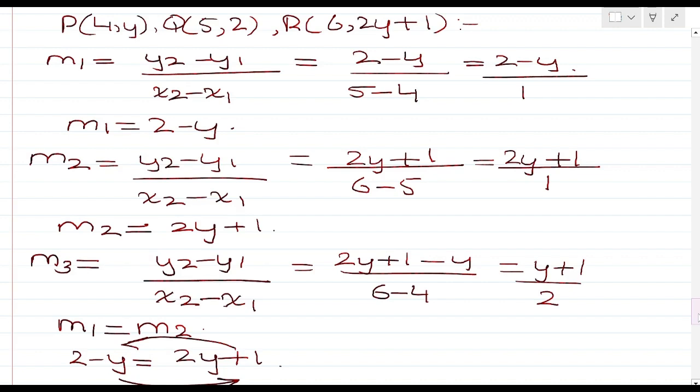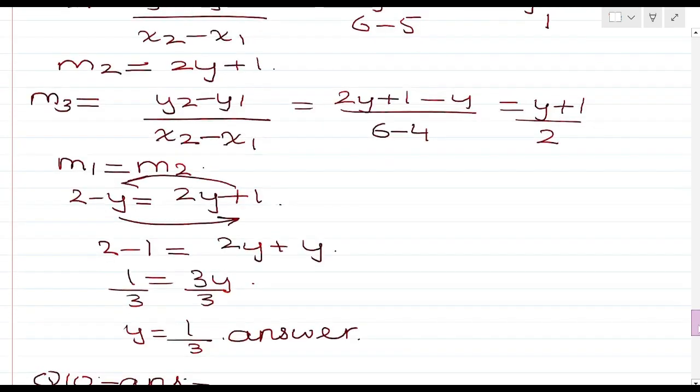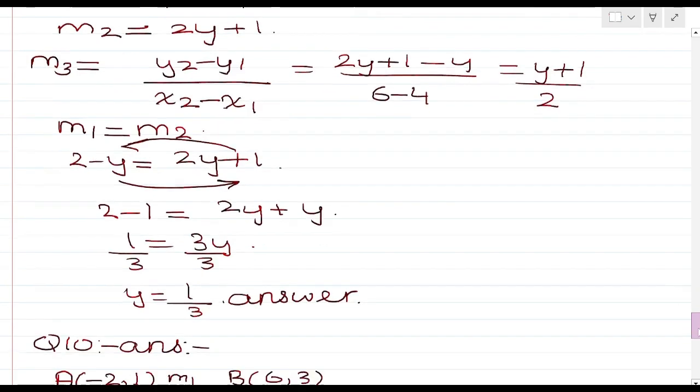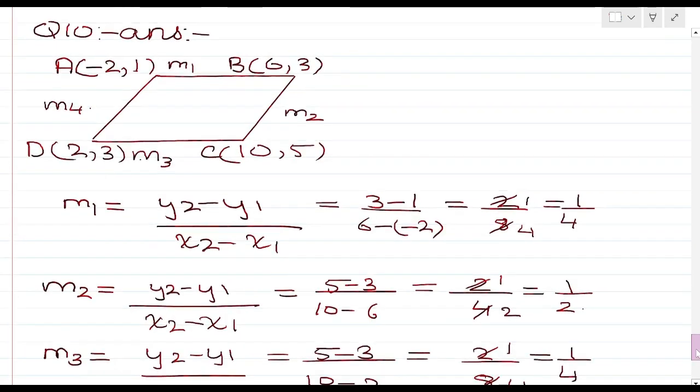We know that in the question provided, all of these points are parallel to each other, which means that their slopes will be equal. So we can say that the slope of m1 and m2 will be equal. So we are going to write 2 minus y, which is the slope of the first 2 points, equal to the slope of the second 2 points, which is 2y plus 1. So 2 minus 1 will be equal to 2y plus y. So y will be 1 by 3. That is our answer. Okay, moving on to question number 10, which is the last question of this exercise.